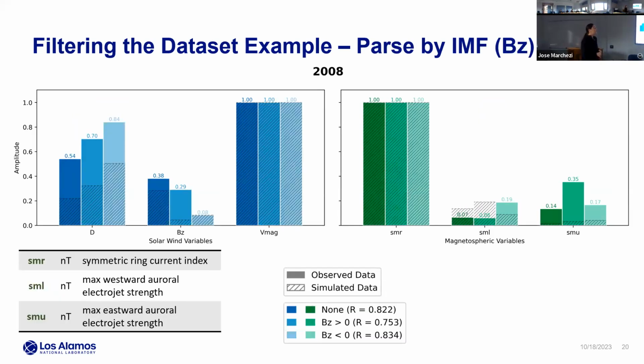Another example is that we filtered the data by IMF, basically a positive or negative BZ. We can see overall there is actually pretty good agreement. We do lose it on the SMU index, where we find worsening agreement. And for both studies, parsing by solar wind and by BZ, we found that overall the solar wind variables had better agreement than the magnetospheric.